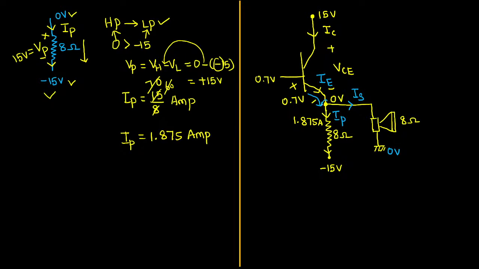If you apply KCL at this junction, it clearly tells us that the value of emitter current will be equal to the addition of speaker current plus the current flowing through the 8 ohm resistor, which I am calling IP. We know one current here, the current flowing through the 8 ohm resistor. But now it's time to explore the current flow through the speaker. How will you do that?